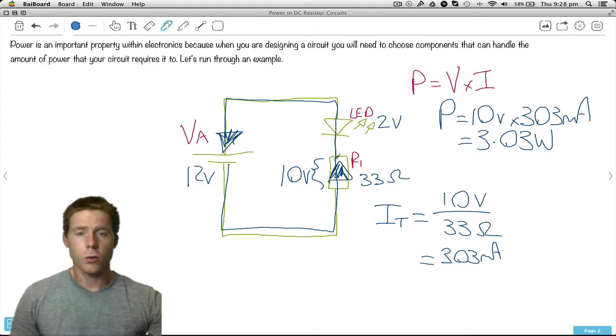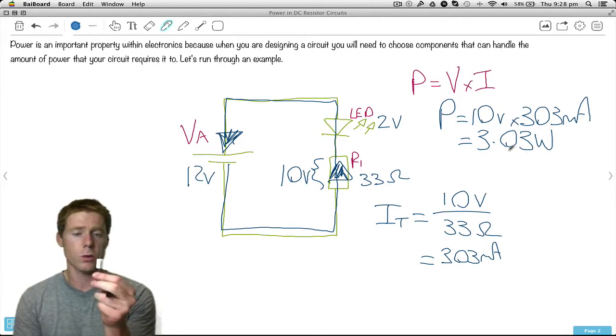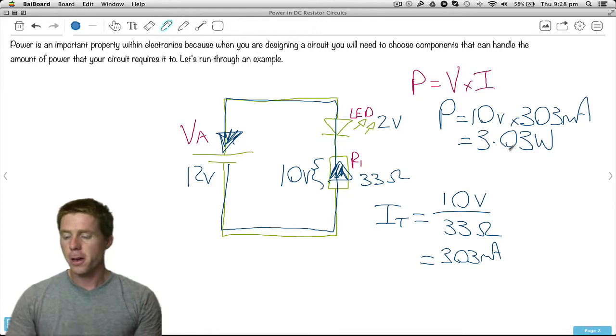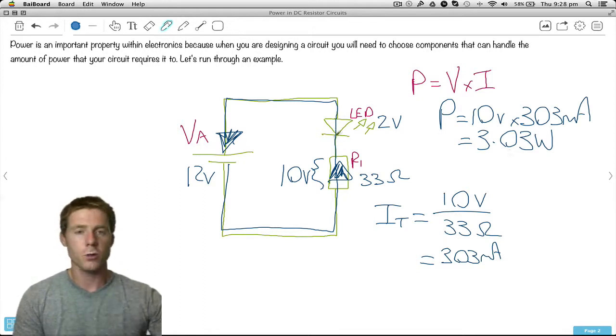So in this case, the resistor that I need in there is going to need to be at least 3.03 watts. So if I was to put in a 5 watt resistor in there, that would be perfectly fine. But a quarter watt resistor is not fine. In fact, we destroyed the thing.